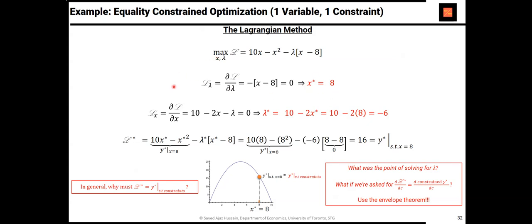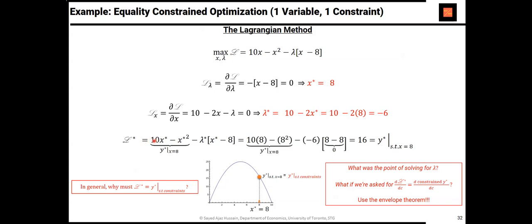You then also differentiate with respect to x. I've done it for you. Since you know what x is, it's equal to 8, you find that lambda is equal to minus 6. So now you have two answers. x is equal to 8, which was obvious from the get-go, and lambda is equal to minus 6, which we are not sure what in God's name that means. To appreciate what that means, let me now sub in the 8, the x star, and the lambda star back in the L function, the one that I was trying to maximize in the first place.